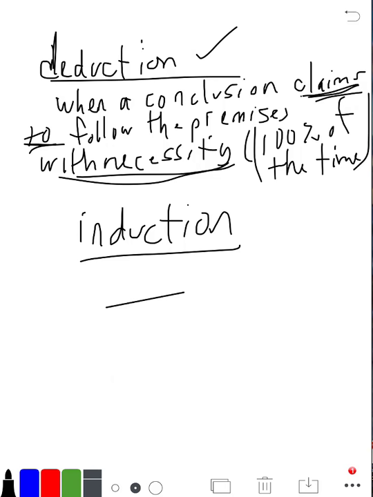Induction, on the other hand, I wish I could. Okay. Oh, it does. There it goes. That was kind of fun. I wonder if I could kind of cut.